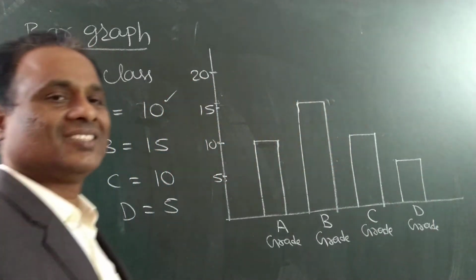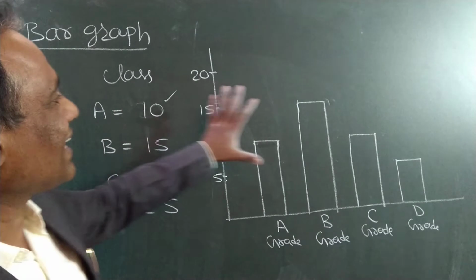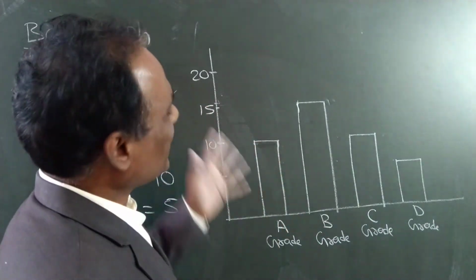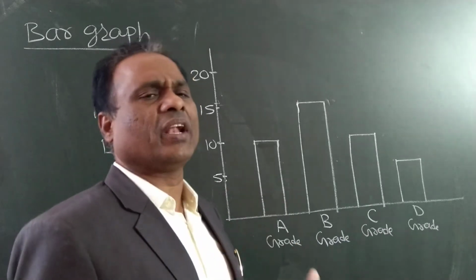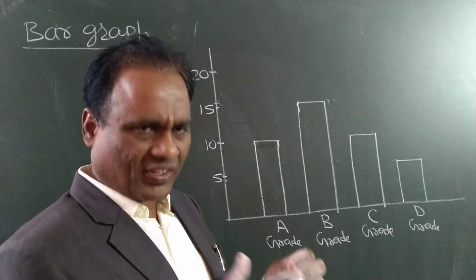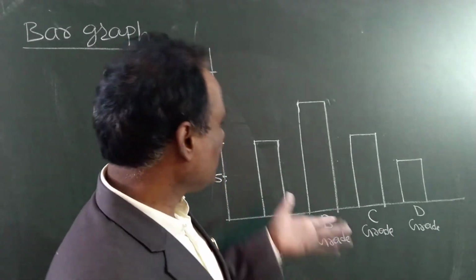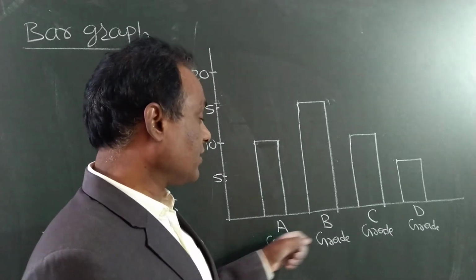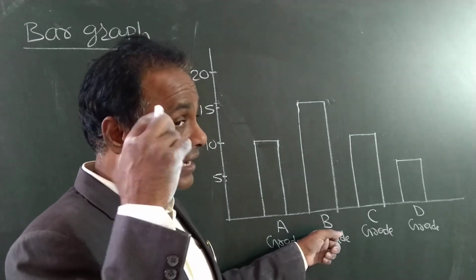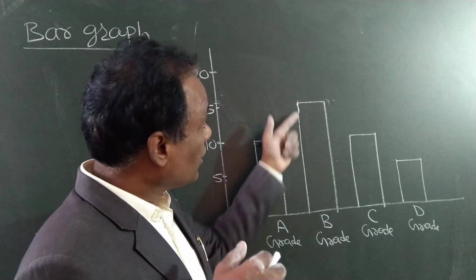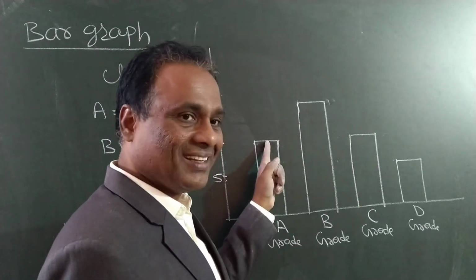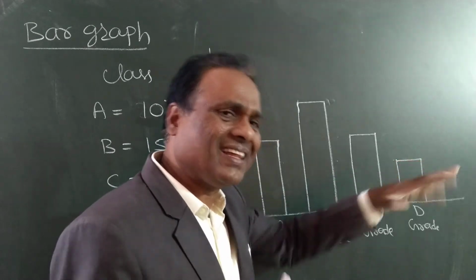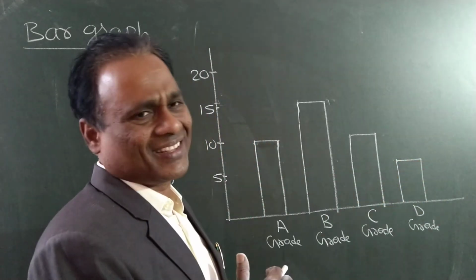Like this. So we represent this data like this also. Even with any basic knowledge, if it is an uneducated person, if he sees this is A grade, this is B grade, he can get an idea. A grade is less, B grade is more, and A grade and C grade are equal. D grade has fewer students. Like that, everybody can understand this.